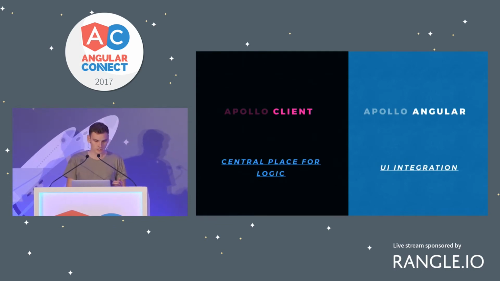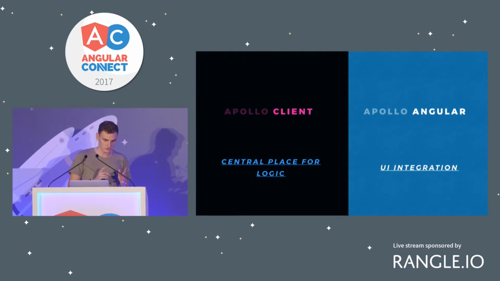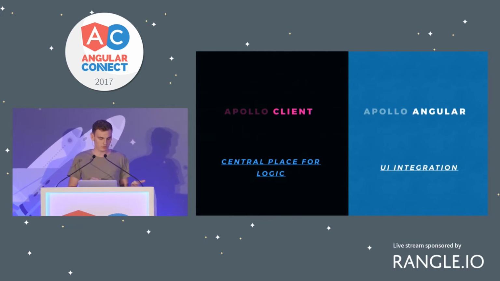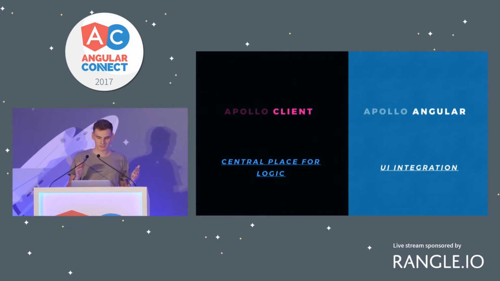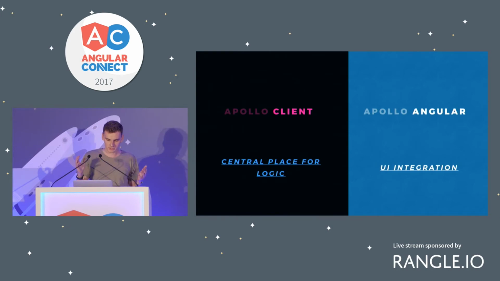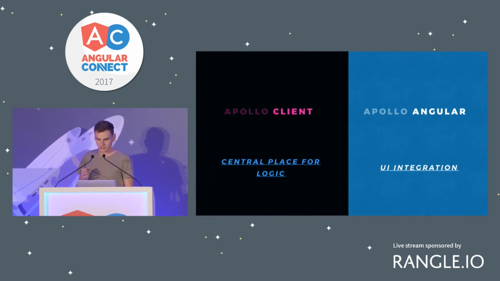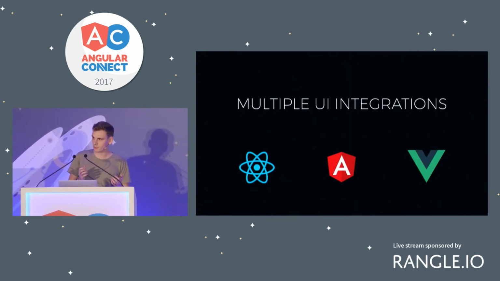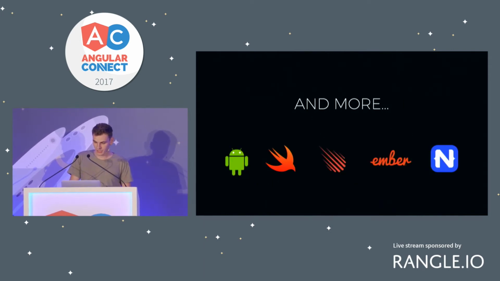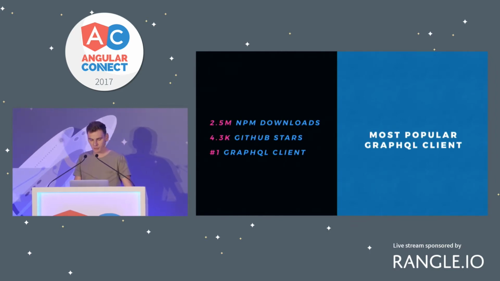And the important part is that you actually have two libraries. Apollo Client is a central place for all the logic that happens, and Apollo Angular is just an integration. Apollo supports many popular frameworks, and that's not all. There is also support for Android, Swift, NativeScript, even Meteor. And Apollo right now is the most popular GraphQL client.